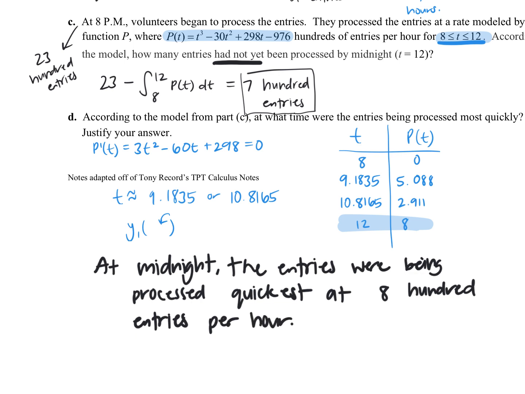Okay, you have to have all 3 of those pieces of information, the time value, what it is, and then the amount it is, if you want full credit on the AP test. Okay.